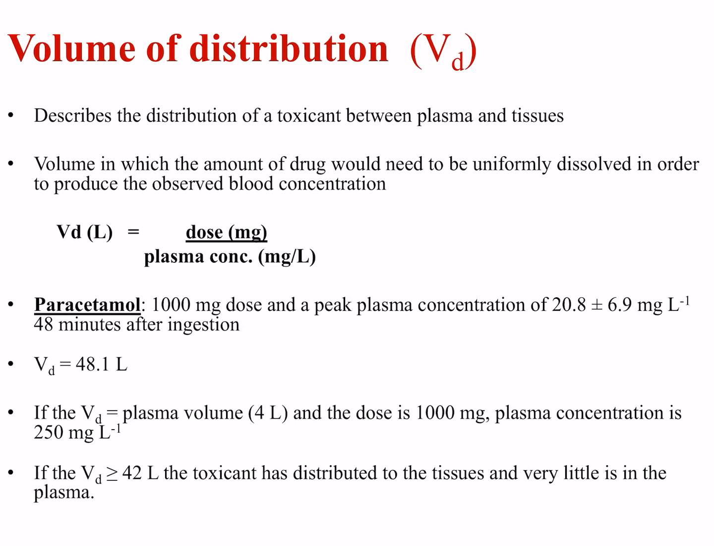This can all be related back to the total body water and what compartments it might find itself in. If the volume of distribution is equal to the plasma's volume, which is 4 litres for example, and the dose is 1000 microlitres, then the plasma concentration would be 250 milligrams per litre. If, however, the volume of distribution is greater than 42 litres, it means that the toxicant has distributed to the tissues and very little is in the plasma.